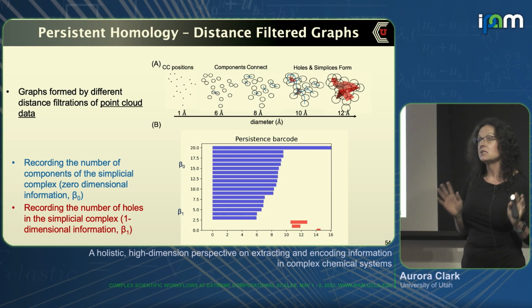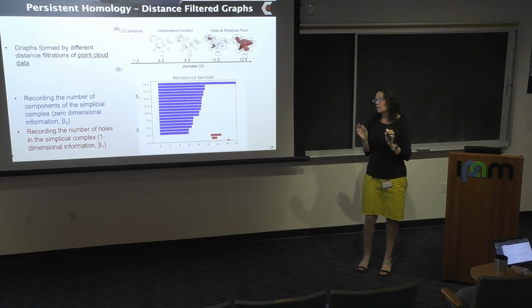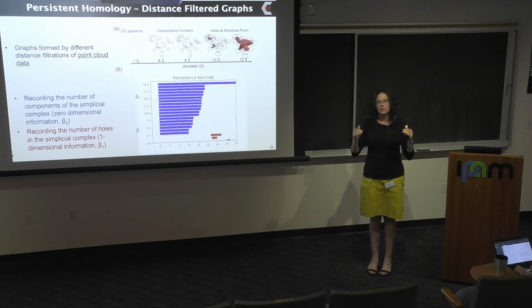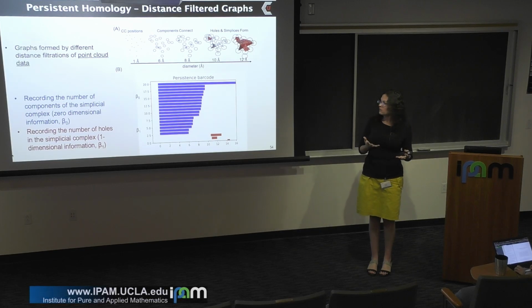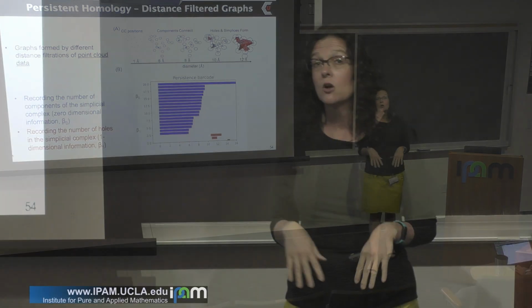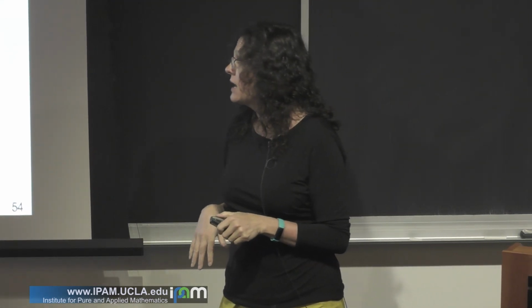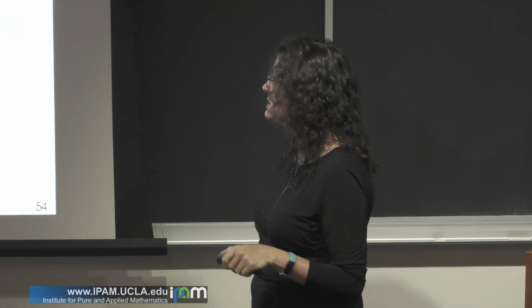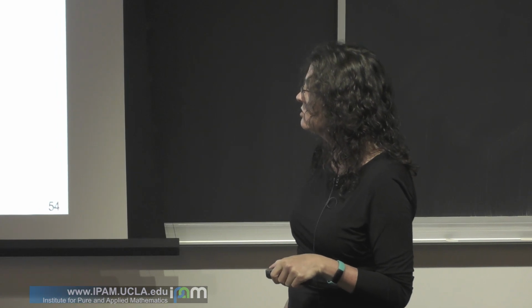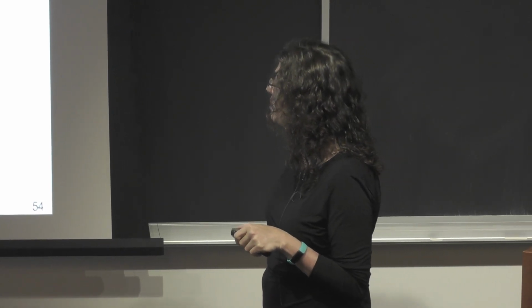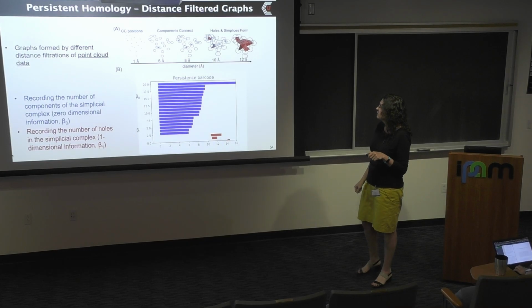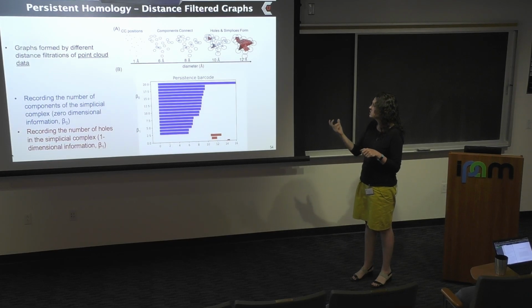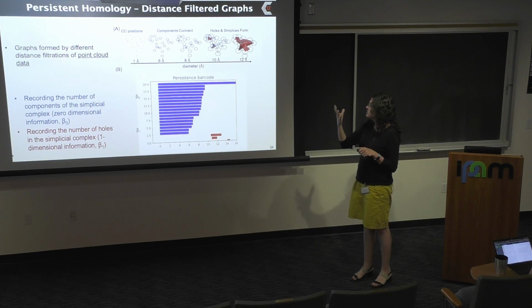But basically, these are distance filtered graphs. And I can keep track of the way in which these edges form and the holes form, and I can encode them in something called a persistence barcode. I can record the number of components of the simplicial complex, which is the zero-dimensional information. These are just the number of points. So here I've got a large number of components. As soon as my balls start forming edges, those components merge, and so they die. And then as I form more and more edges, I get fewer and fewer components in the zero-dimensional space.